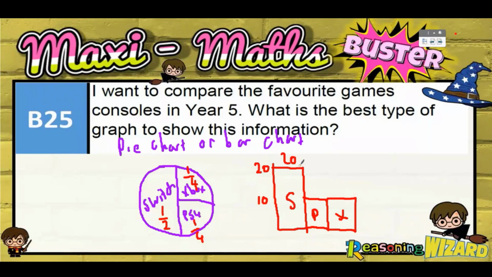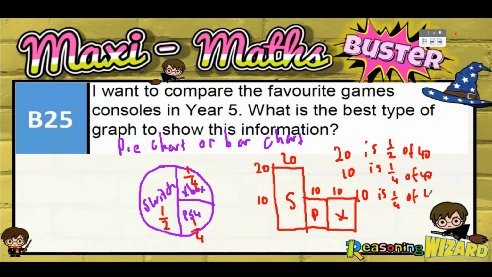But if Switch is 20, PS4 is 10, and Xbox is 10, then it is still a quarter, because 20 is a half of 40, because 20, 10, and 10 makes 40, so 20 is a half. The other two are a quarter, so 10 is a quarter of 40, and 10 is also a quarter of 40. So if you want to see the fractions, you go for a pie chart. If you want to see the actual numbers, you go for a bar chart.